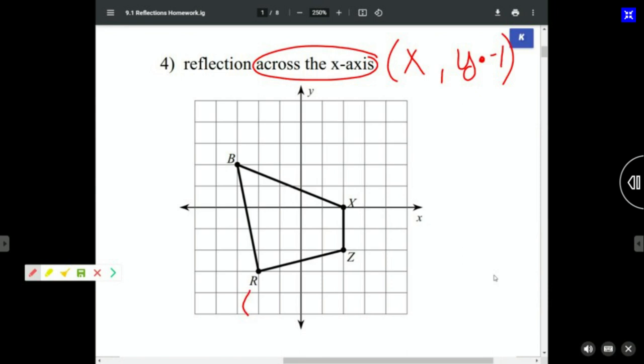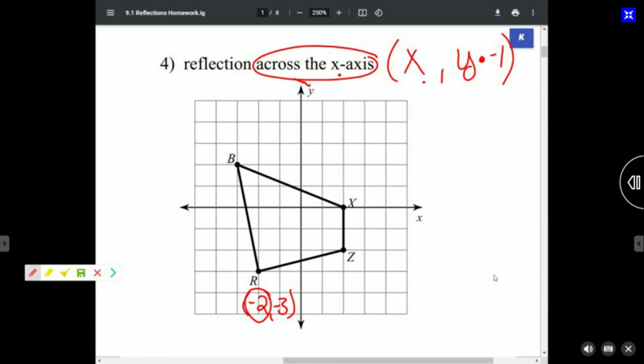-2, -3. Going across x. So this x is going to stay the same. And it's going to come down 3. -3 times -1 is +3.